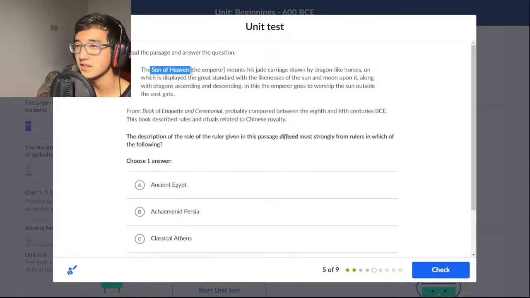Okay, no one asked. The Book of Etiquette and Ceremonial. Okay, this is one of the books. There's the Book of Rites, the Book of Songs, and there's the Book of Etiquette. Probably composed between the 8th and 5th centuries BCE. The book describes rules and rituals related to Chinese royalty. Okay, the description of the role of the ruler given in this passage differed most strongly from rulers in which of the following.